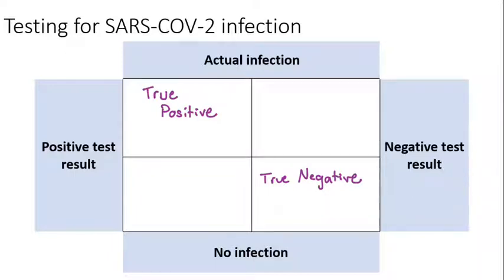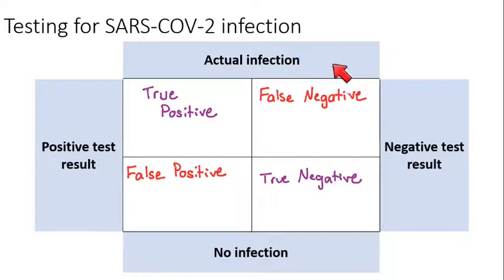But we also have something called a false negative and a false positive. A false negative is if you are actually infected, but the test result says you're not. And a false positive is when you are not infected, but the test result tells you that you are.